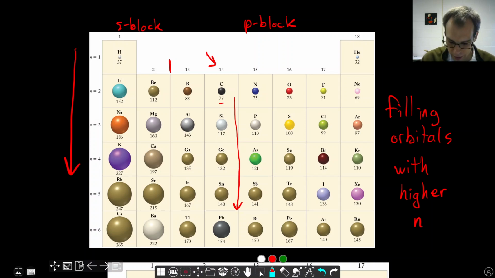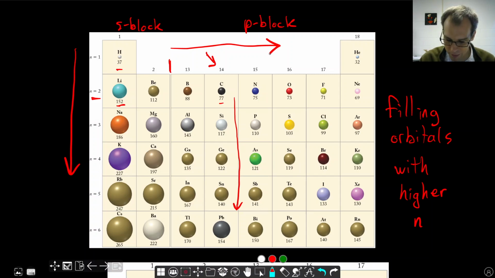An electron in a 2s orbital in lithium is a lot further from the nucleus than an electron in a 1s orbital, like hydrogen. So we can see that trend as we go down the periodic table. We're filling orbitals with higher values of n. What about going left to right across the periodic table? Well, you might expect we're putting more electrons into the orbitals, so maybe they get bigger, but we see in fact the opposite trend.